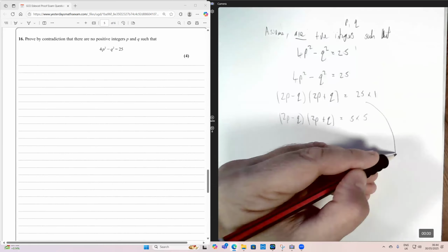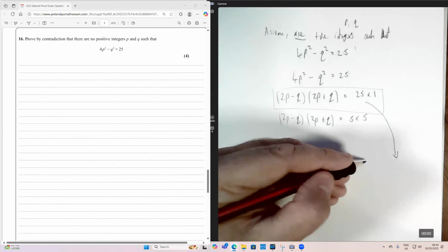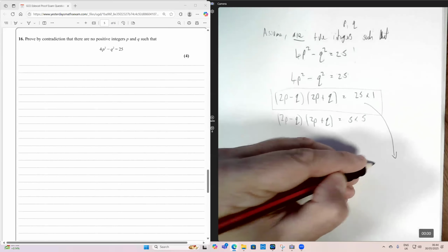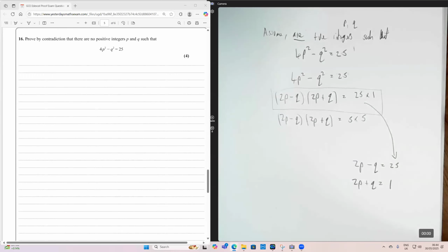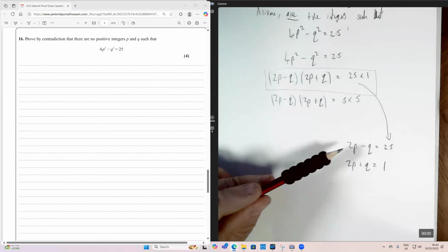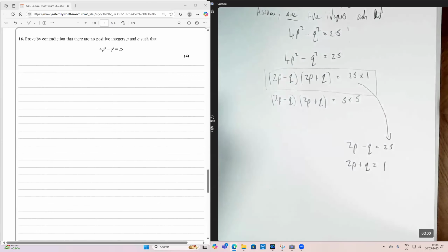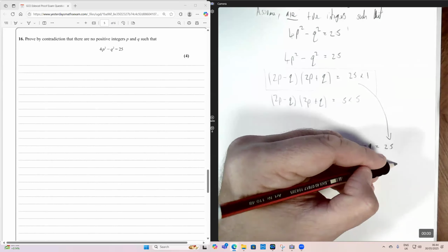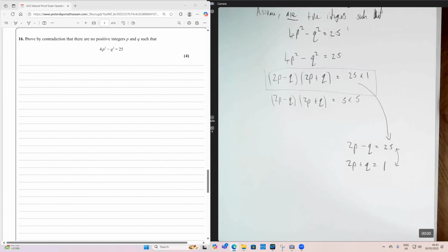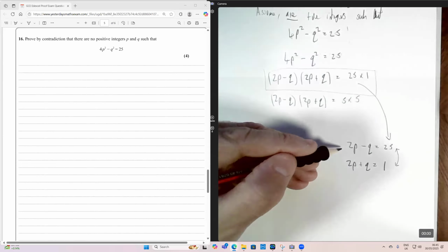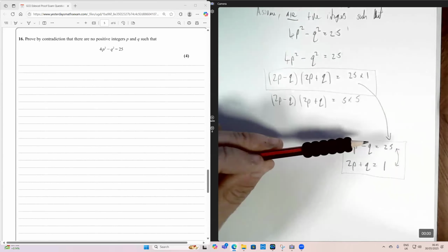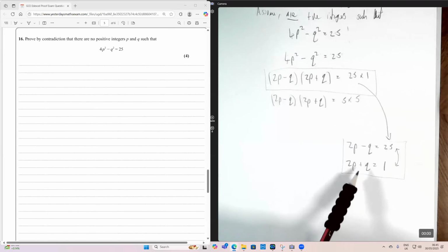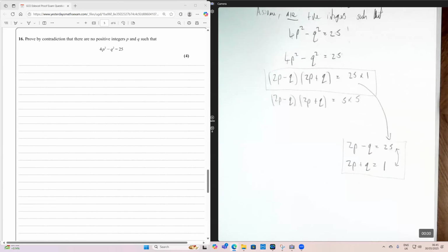Now let's examine these one at a time. Let's examine this first combination. That would mean that 2p minus q would equal 25 and 2p add q could equal 1. Now at this point some students say, but hang on a minute, couldn't it be the case that 2p minus q is 1 and 2p add q is 25? In other words, couldn't these two just be swapped over? And yes, that could be the case. And if that's the case, we've still got the same set of equations. All that would do is swap over which one is p and which one is q. It's still the same set of equations.